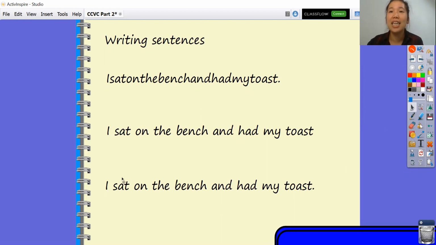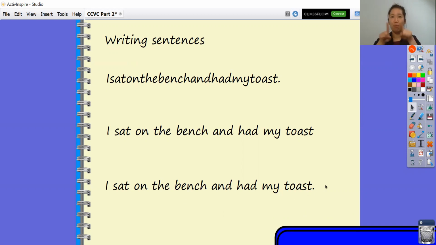So it reads, I sat on the bench and had my toast. I sat on the bench and had my toast. You can read it back to your adults that's working with you. You can read the sentence again and maybe you can change the word to something else if you like. I sat on the bench and had my, and you can change it to a different word if you want to. See if you can write different things that you sat on the bench and you had, okay?